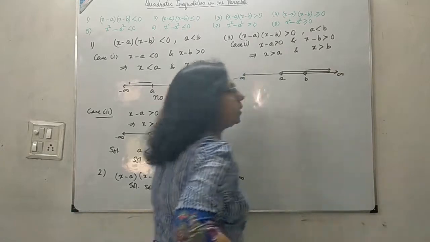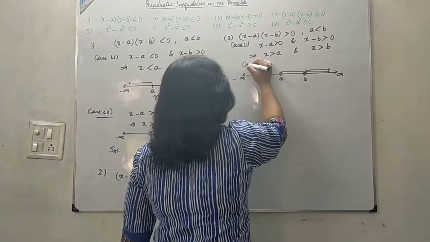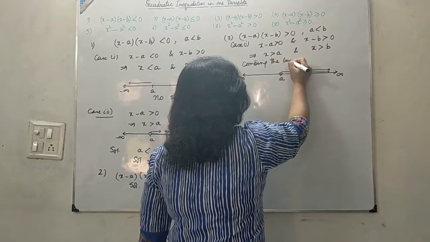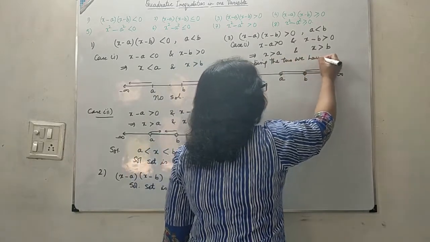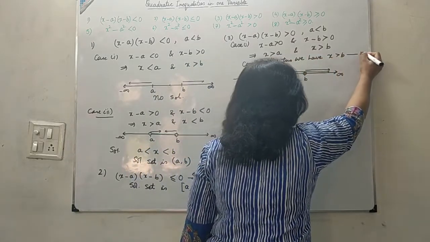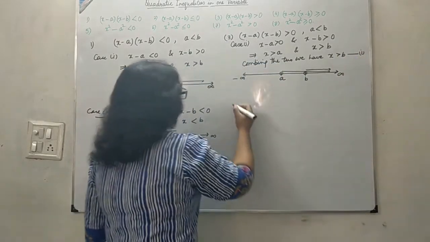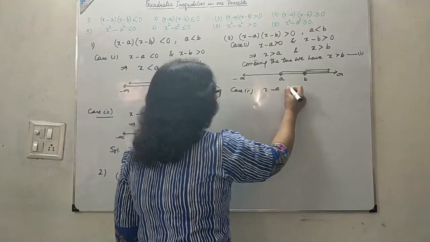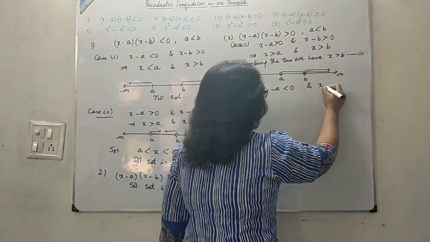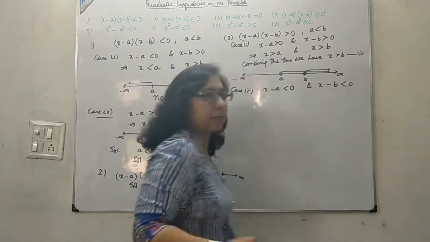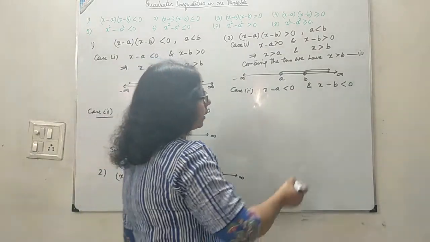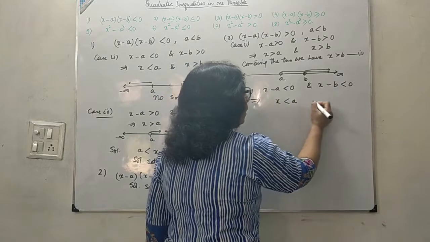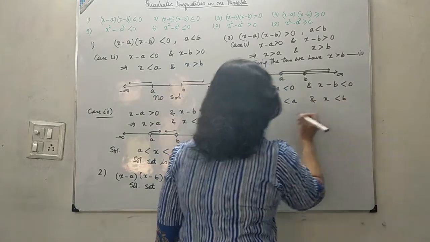So the moment you combine the two, we have x greater than b. This is your first part. And now case 2, when both the linear factors are less than 0. That means x minus a less than 0 and x minus b less than 0. From here, x less than a and x less than b.